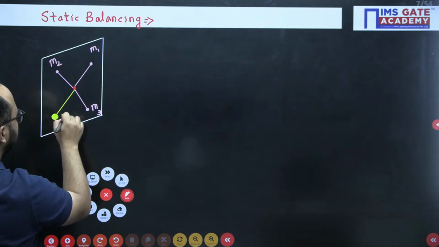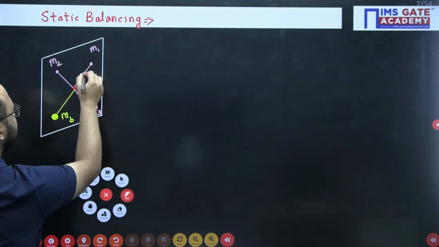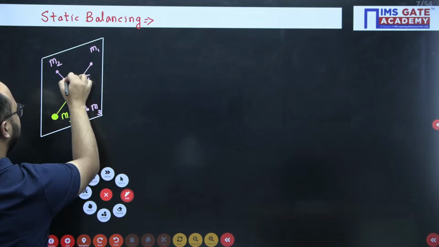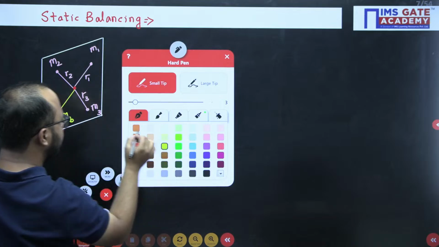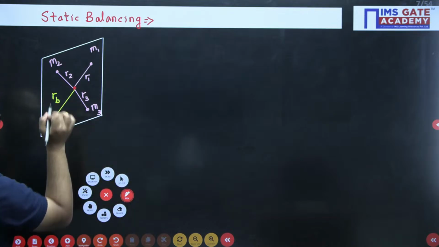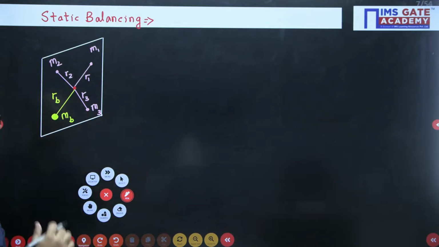This is the balancing mass MB, right? And the radial location of M1 will be R1, simple. This is R2, this is R3, and here the balancing mass location will be RB, like this. Are you getting my point? So this is the system we are having.